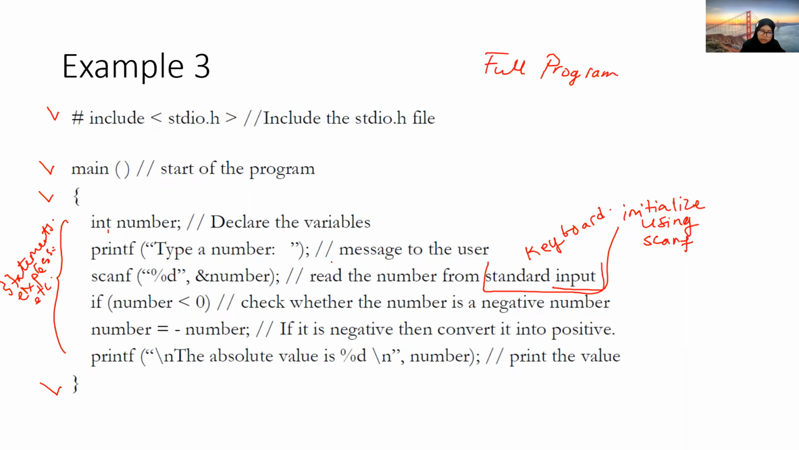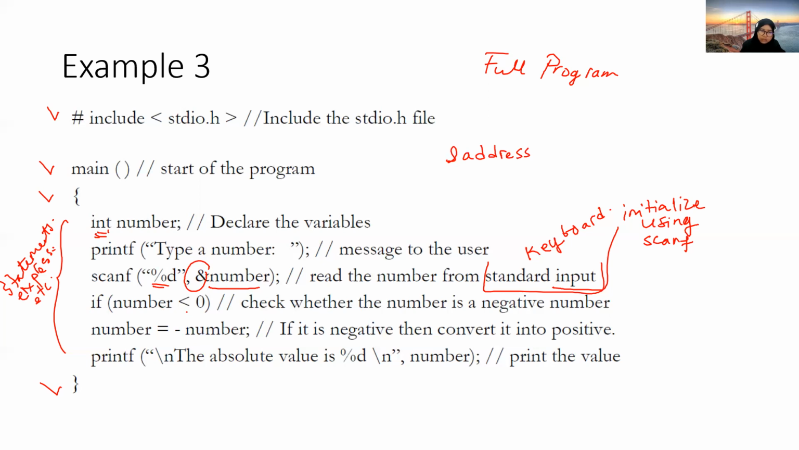Okay, so remember this type a number. This sends the message to the black console, and then scanf. Remember, because this is an integer, you need to put the specifier for integer and ampersand number. Remember what ampersand means? This means address. So it will store this number into this particular address.